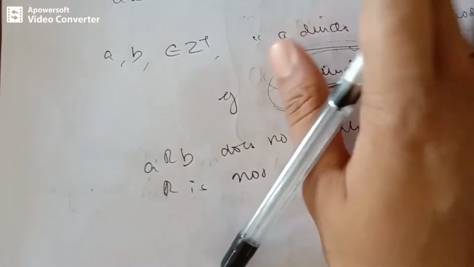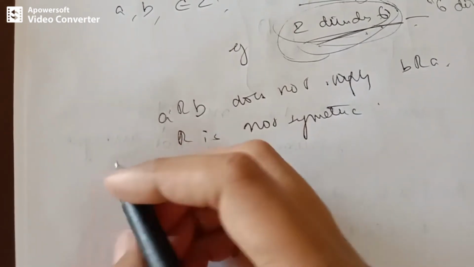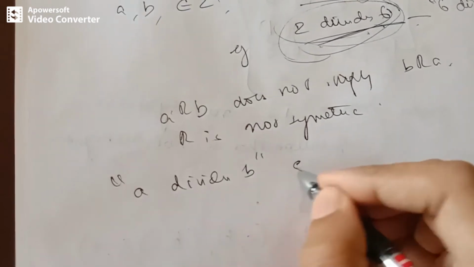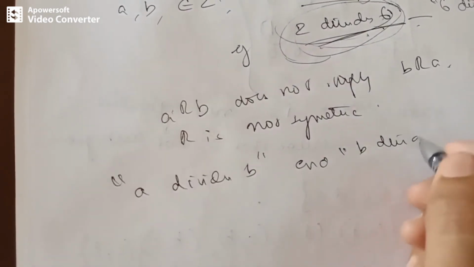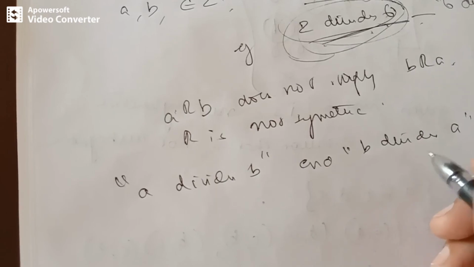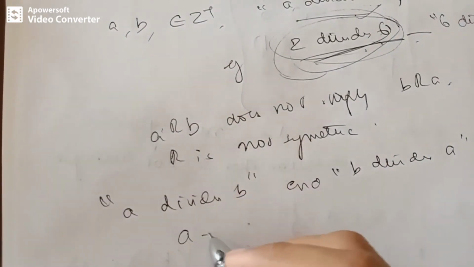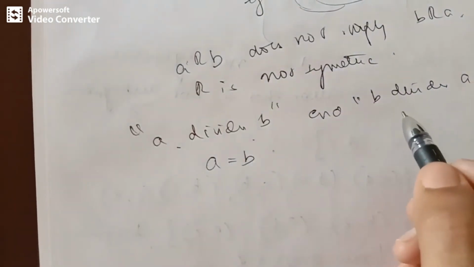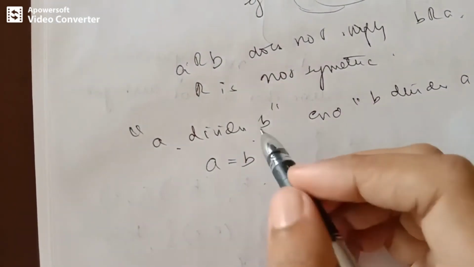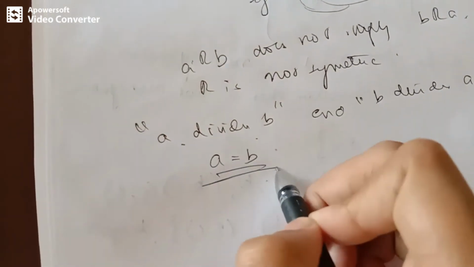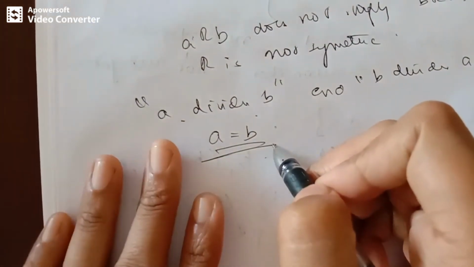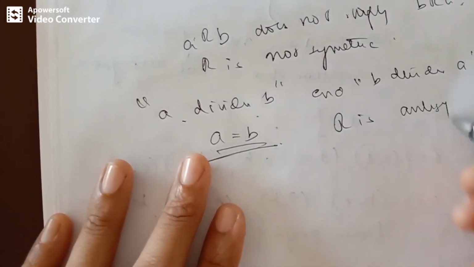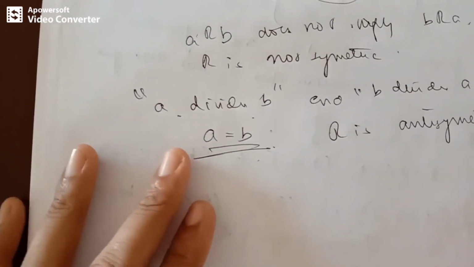Next, we need to check for antisymmetric and transitive property. Let's say we have a divides b and also b divides a. This is possible only when a is equal to b. We can have 2 divides 2, taking one as a and one as b. This means that both numbers are the same for this kind of relation, divides. Therefore, relation R is antisymmetric.